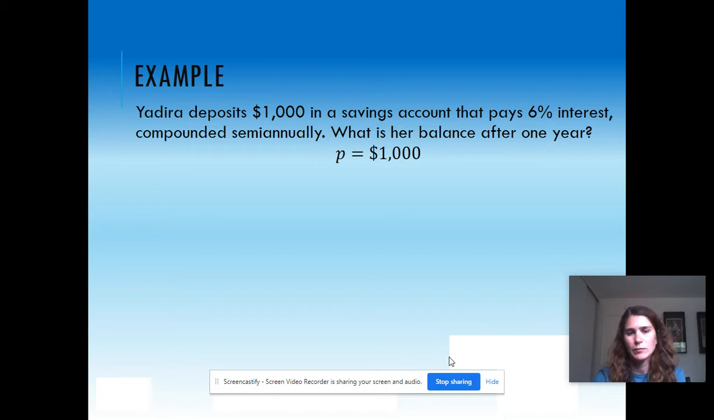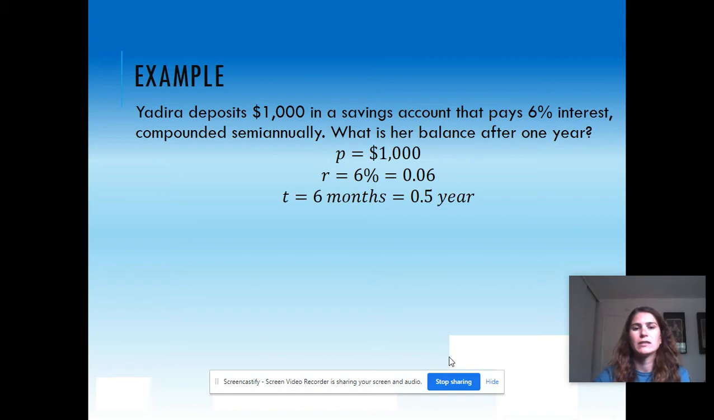So we have the principal, which is $1,000. We're going to be identifying our variables first before we plug it into our simple interest formula, which is I equals PRT. Our interest rate is 6%. Remember, you have to put that percentage in as a decimal. So we are going to move that percent sign 2 places to the left, making it 0.06.